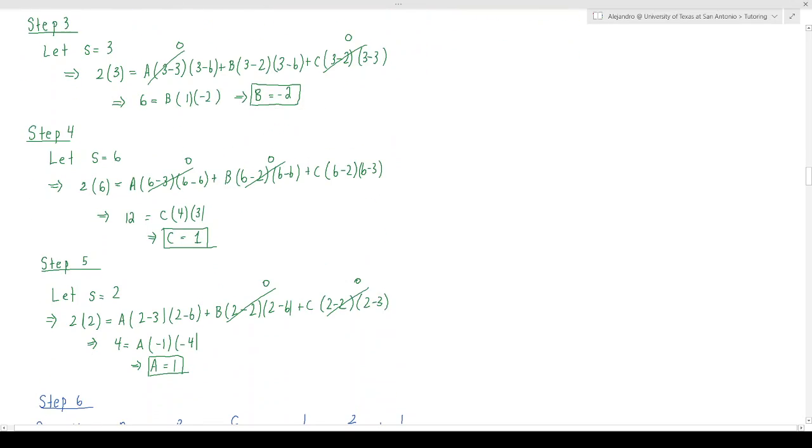In a similar fashion, for step 4, we already know B equals negative 2, and we could plug it in, which might be good practice. In this problem, it works out that we don't have to use B, because if we let s equal 6, then we cancel A and B here. We get to solve for C individually. It doesn't matter what B is because this whole term is going to be 0 anyway. So C ends up being 1.